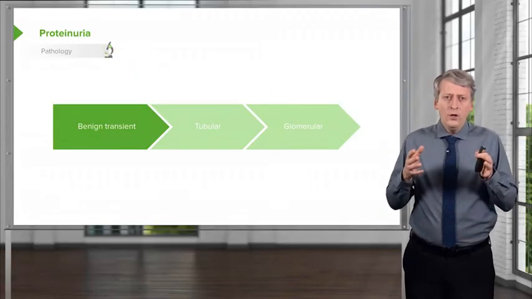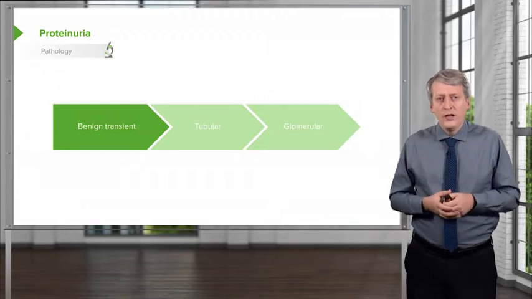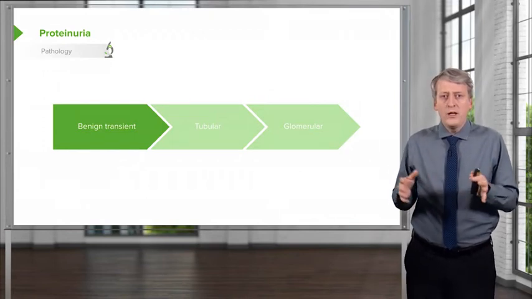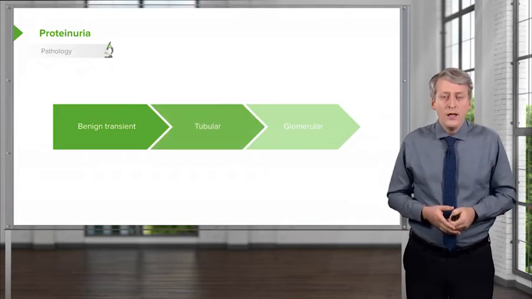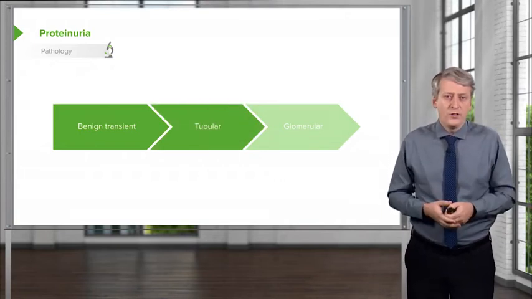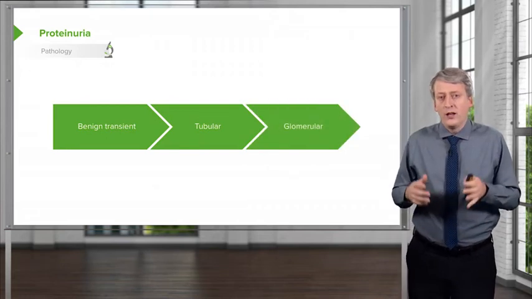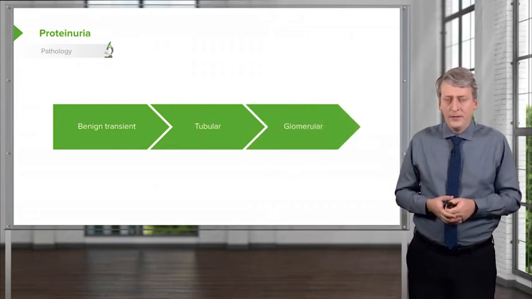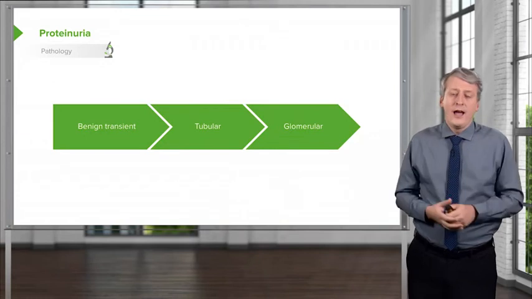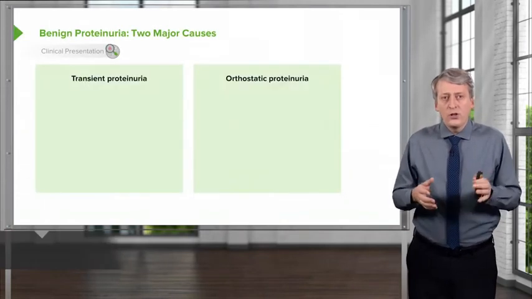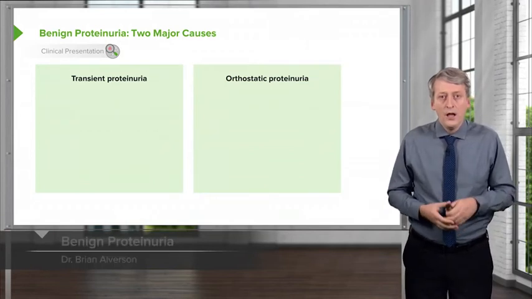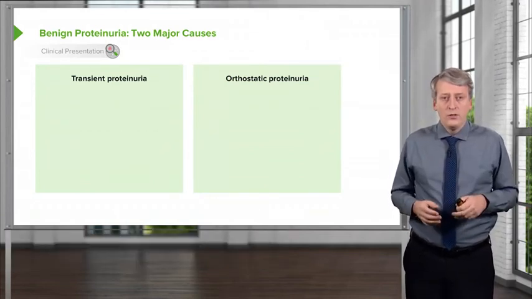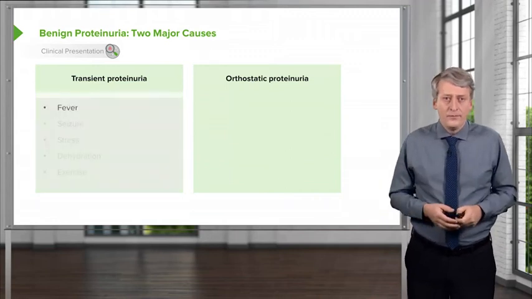So when we think of the pathology of proteinuria, we think of 3 major types. Patients may have benign transient proteinuria, they may have a tubular source of proteinuria, or they may have a glomerular source of proteinuria. I want to look at these 3 categories separately. Let's start with benign transient causes of proteinuria. Among these, there are 2 types, transient and orthostatic.